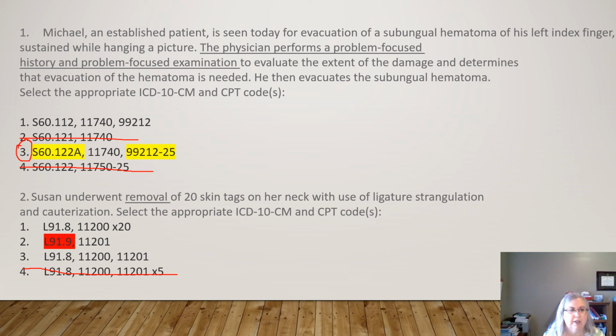I also know that I don't have to go with an unspecified code for the 9. And we also know that there's an add-on code. So it's not just 11200 times 20 because that only includes 15. So we know that it's not that code either. So that leaves me to select, again, the answer is number 3. So that should be your correct answer for that.